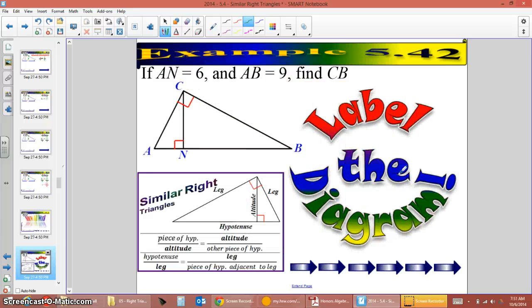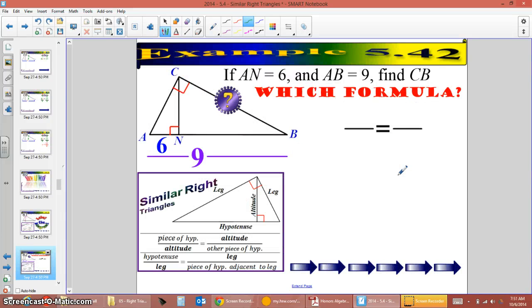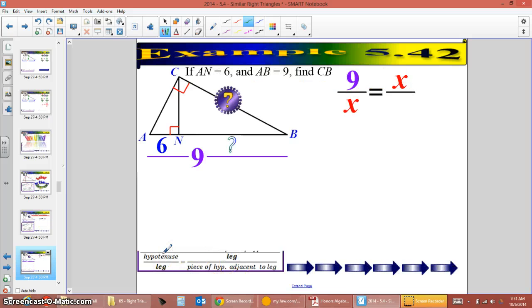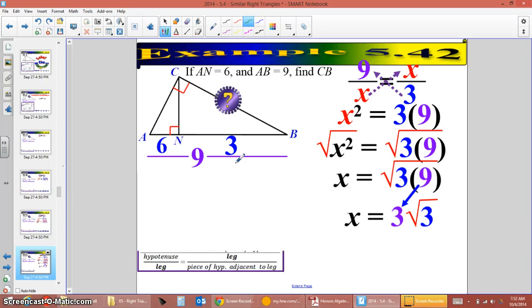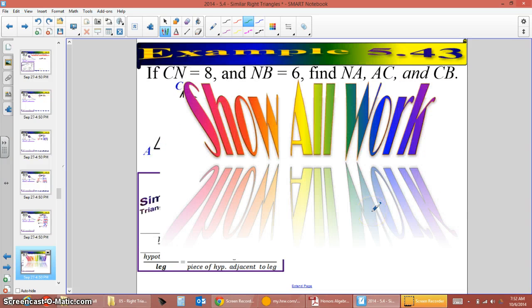Okay, next example. I look here, I label the diagram. AN is 6, AB is 9, that's the whole hypotenuse, and then CB, that's a leg, so I have to use the leg formula. I plug in my information, the whole hypotenuse is 9, the leg is 6. Now, what piece is adjacent to the leg we're talking about? How big is that? Well, if the whole thing's 9, and this piece over here is 6, then this piece over here has to be 3. Now I cross multiply, I square root both sides, and I end up with 3 root 3. Notice how the 9 is already a perfect square. You could have split it to be 3 and 3 and then pulled out your pair. Either way works. All right, next example.